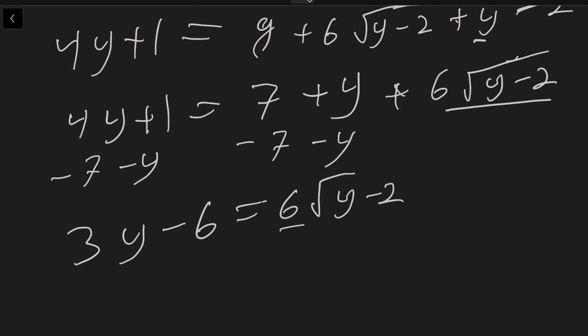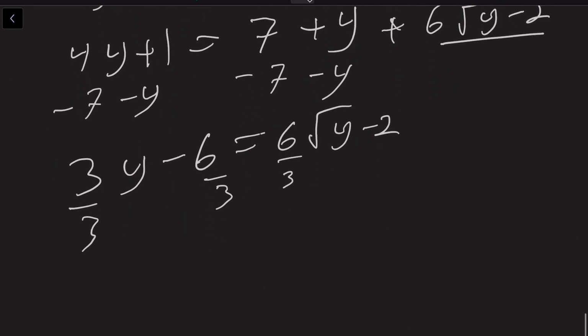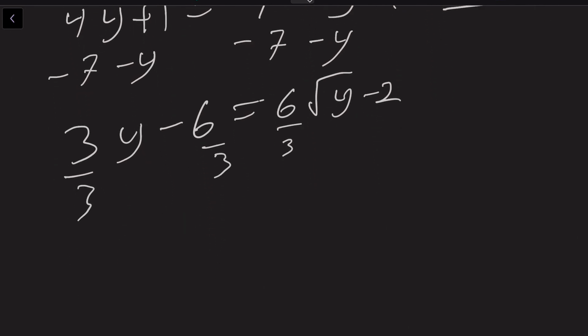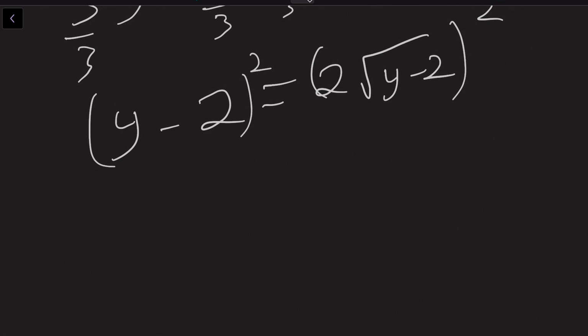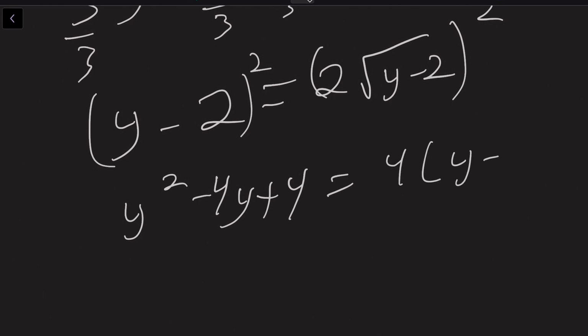And right here we can divide out the common factor of 3. So we divide everything by 3 and we're going to be left with y minus 2 is equal to 2 square root of y minus 2. I'm going to square both sides now. Square. Now our left side becomes y squared minus 4y plus 4 is equal to 4y minus 2.